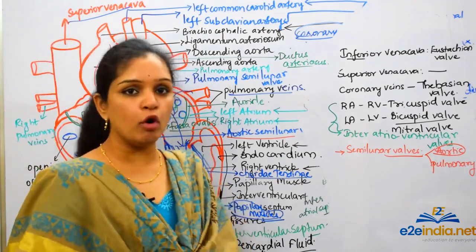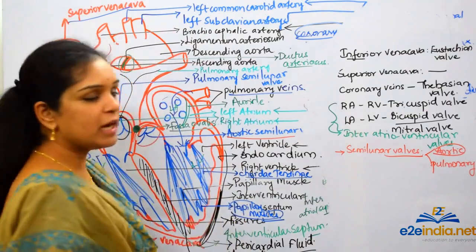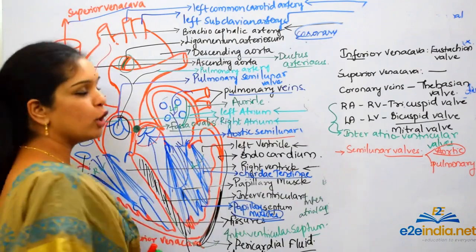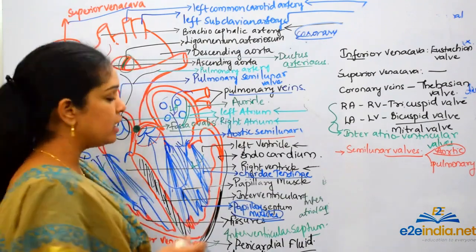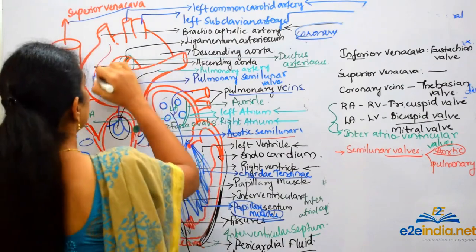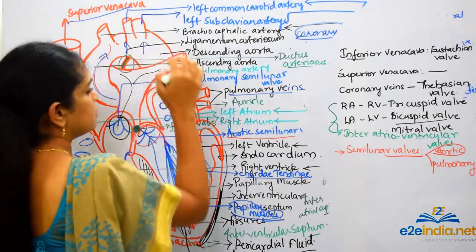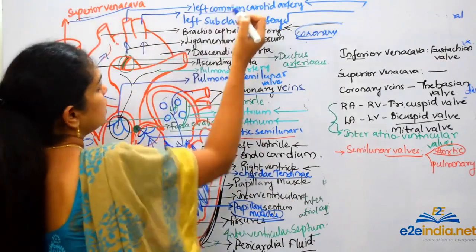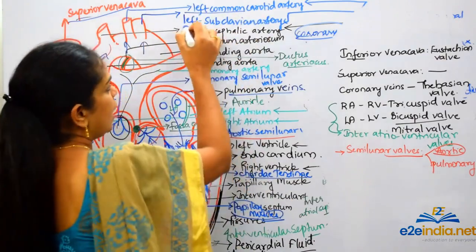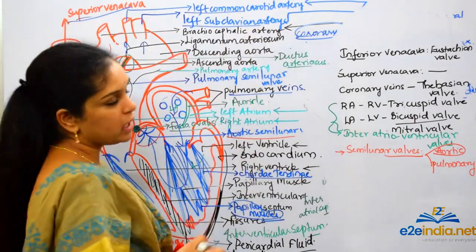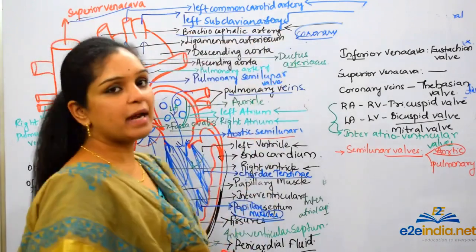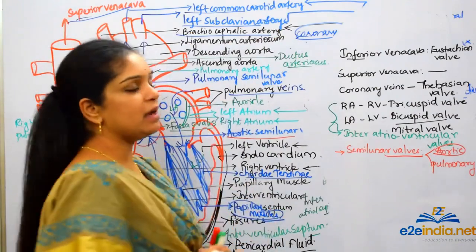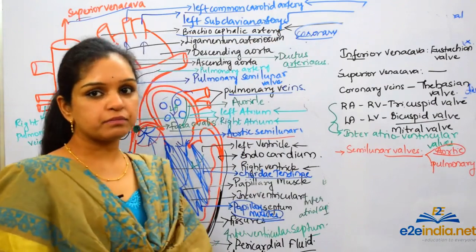and from the left atrium, due to high contraction, the oxygenated blood will move into the left ventricle, and from the left ventricle, when the aortic semilunar valve opens, the blood moves into the aorta. From the aorta 3 major branches will arise: the left common carotid artery, the left subclavian artery, and the brachiocephalic artery. So this way 3 major branches will arise from the aorta.